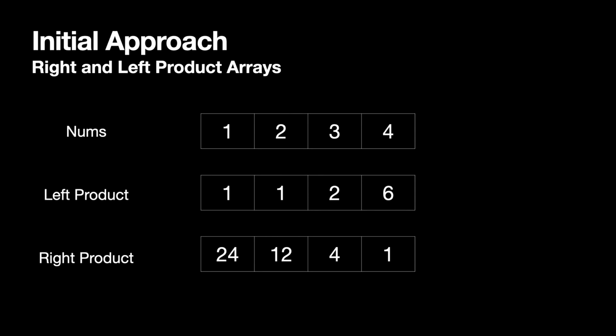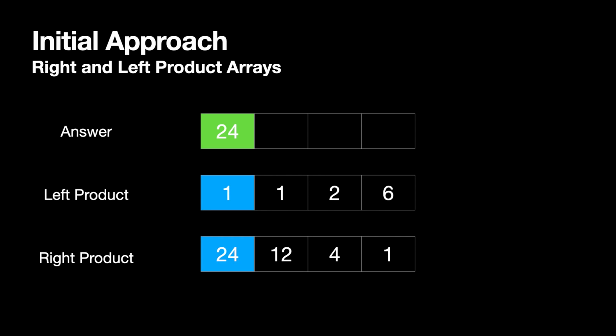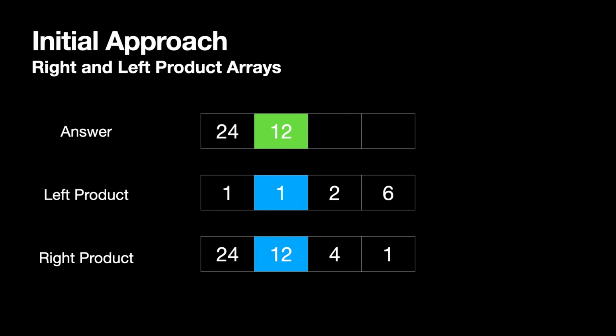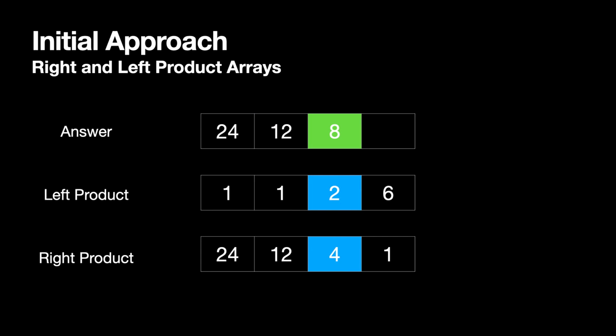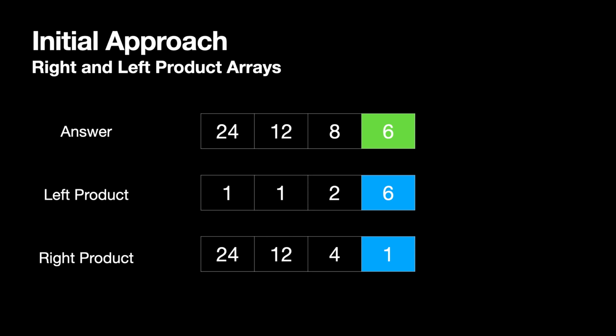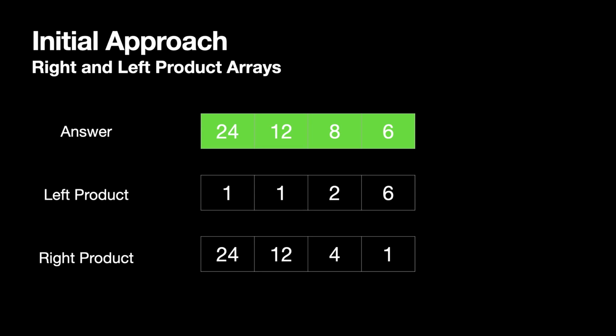At this point, we have the left product and right product arrays ready, and we need to build the array which will contain our answer. In order to build the answer array, we need to go over the left product and right product arrays at the same time and calculate the product of each corresponding element. For example, the product of their respective first elements is 24, the product of their second elements is 12, the third elements have a product of 8, and their last elements have a product of 6. After this step, we can now return the answer array and be done.